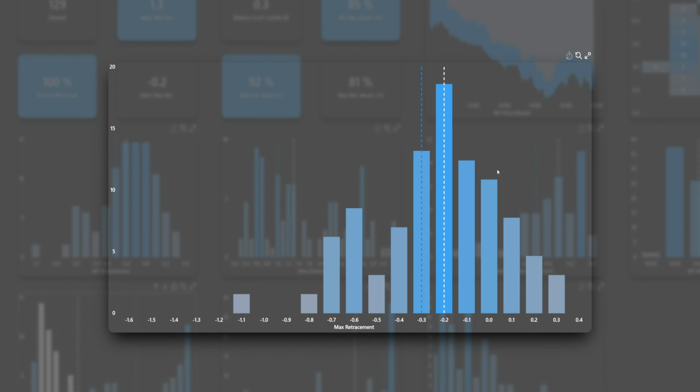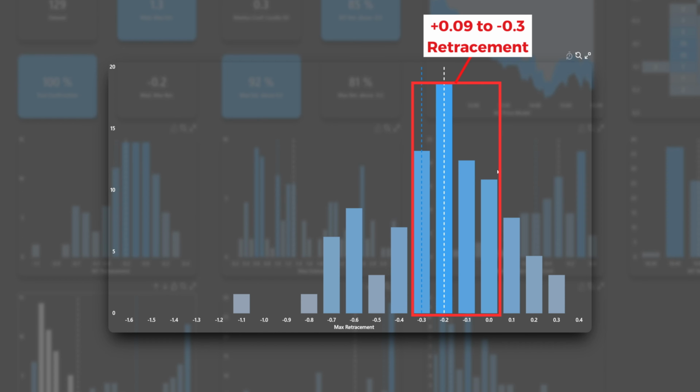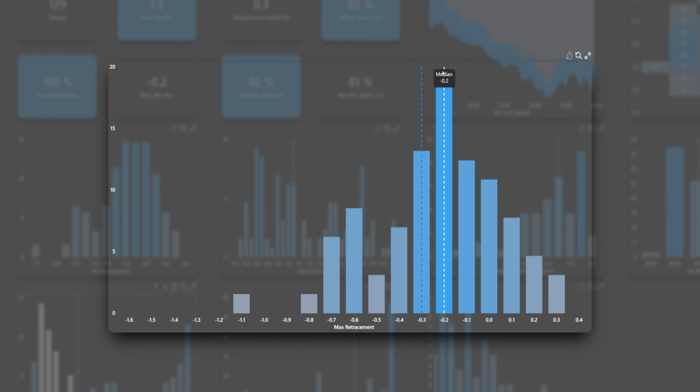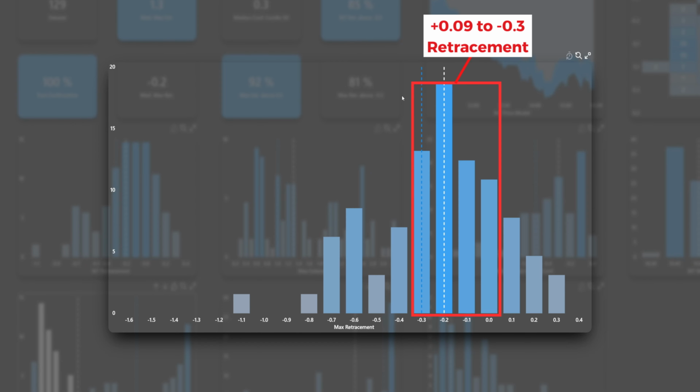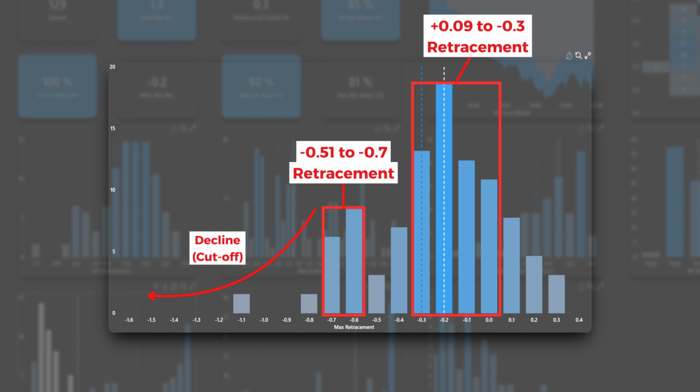So if we look again at the distribution, we want to go with the zones where the algo had most interest to retrace back into. The first one is considered to be from plus 0.09 to minus 0.3. It also covers the median and 70th percentile of max retracements. Another one can be considered from minus 0.51 to minus 0.7 for a potential second entry during the session. After that, there's a sharp decline in the data distribution, also referred to as a cutoff.